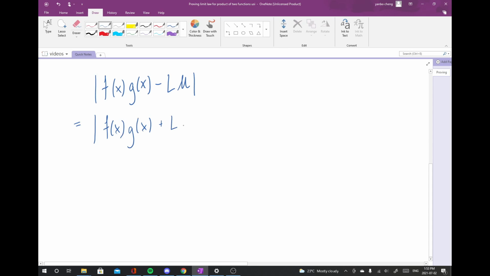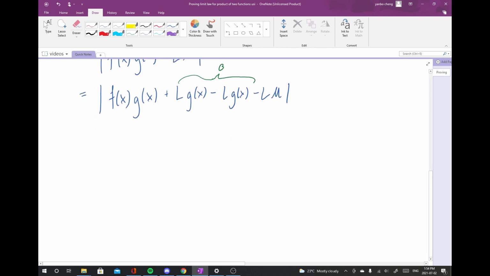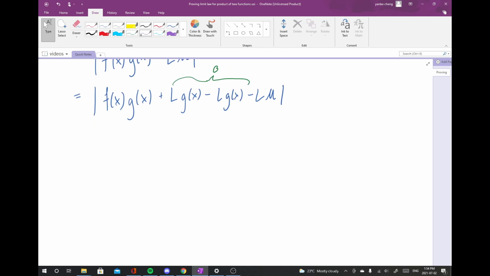plus L times g of x minus L times g of x minus Lm. Notice that these two is 0. So we're adding nothing to the equation. But now if we were to group these two together, so if we group this with this and this with that, we get, and we can factor this.